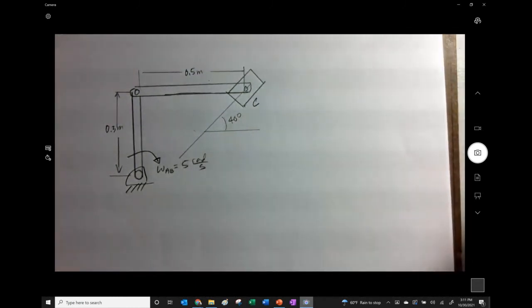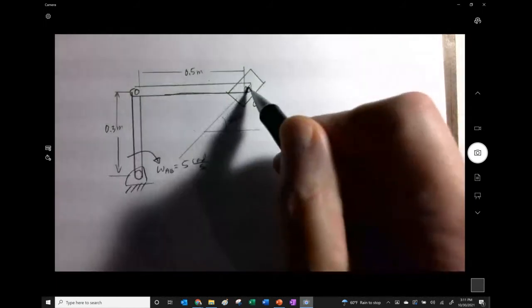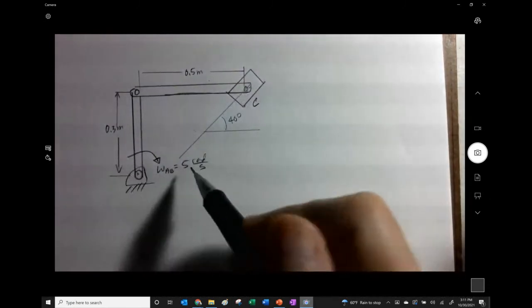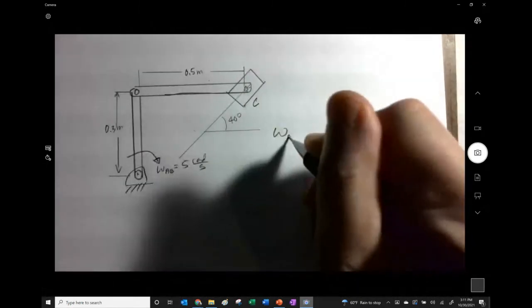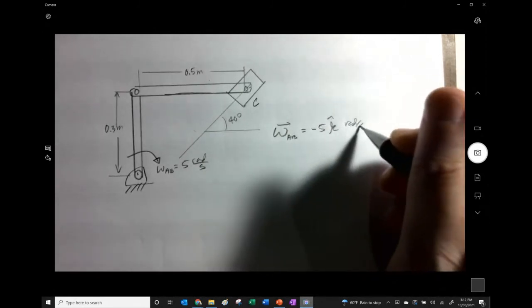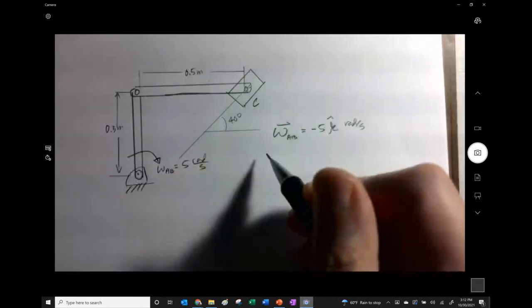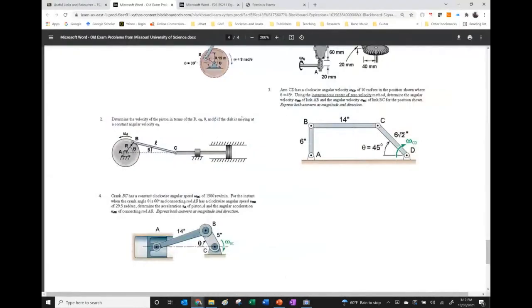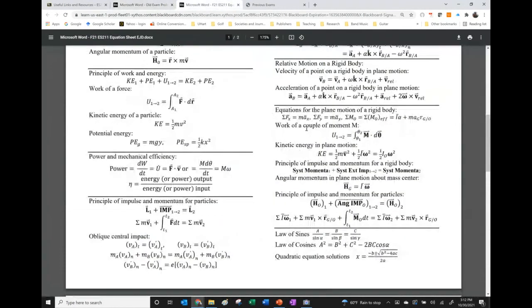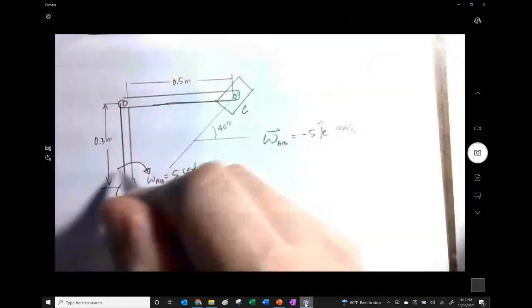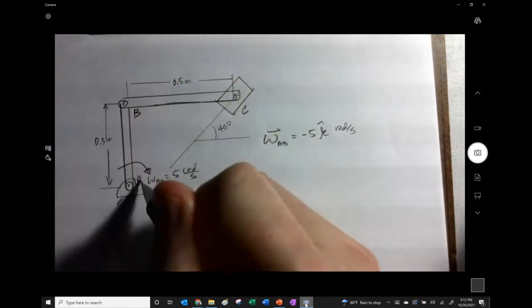All right, so the first thing, in terms of vector math that we're going to try to do, our goal is to find the velocity of C. So we're going to march through it with what we know. We will write this first one as negative 5k radians per second. And then we have the position vector that we're going to use. So in terms of vector equations, we're going to use this equation right there. We're just going to keep using that one over and over again. Okay, so here in our first thing, this is B and A and C.